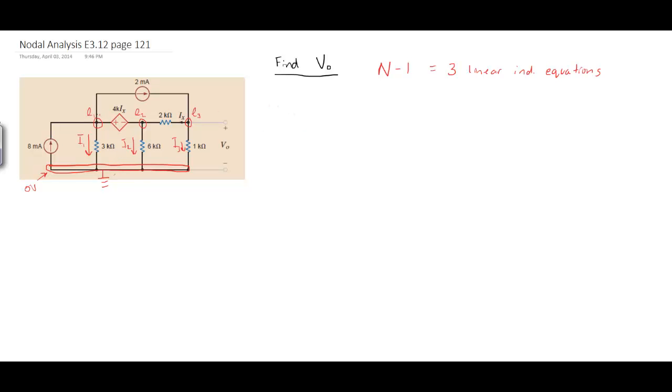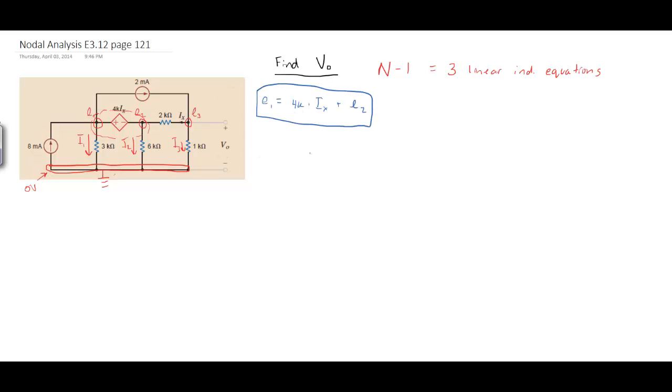Let's start by looking at this supernode. We need to get an equation for this here, and we do that by observing that there's E2 and this is supplying voltage, so we can say E2 plus this voltage equals this voltage here. In other words, E1 equals 4K times IX plus E2. Alright, so we have the nodal voltage there.